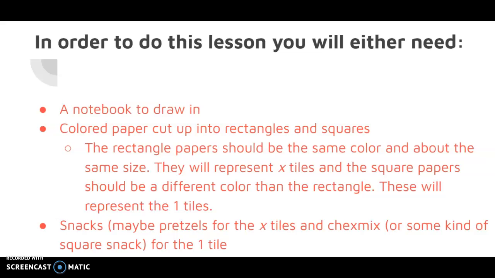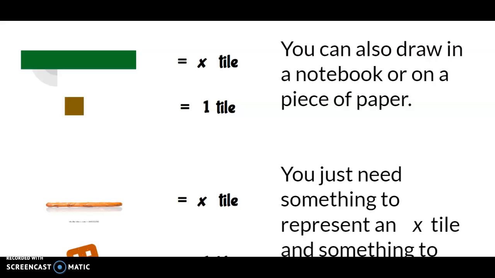So again, for this lesson, you're going to need what you needed for 8.3, which is either a notebook so you can draw it in, or if you want to get hands-on, you can get some rectangles and squares from colored paper and use those. You can also use some snacks, so use something that represents the X tiles and a different type of snack that represents the Y tile. So if you're drawing it in your notebook, a rectangle would represent your X and a square represents your 1.